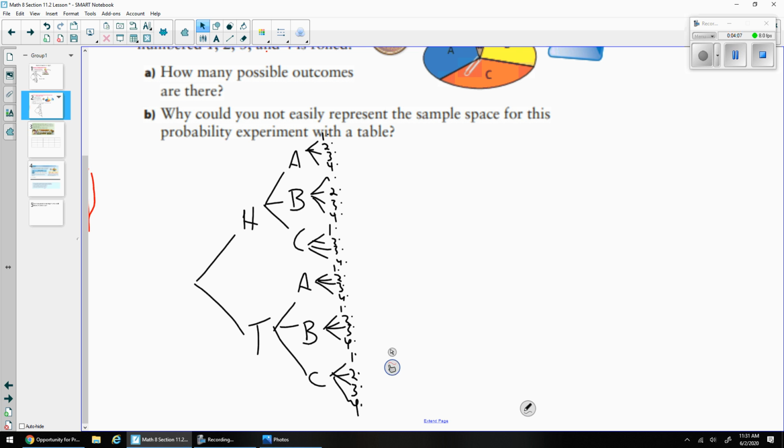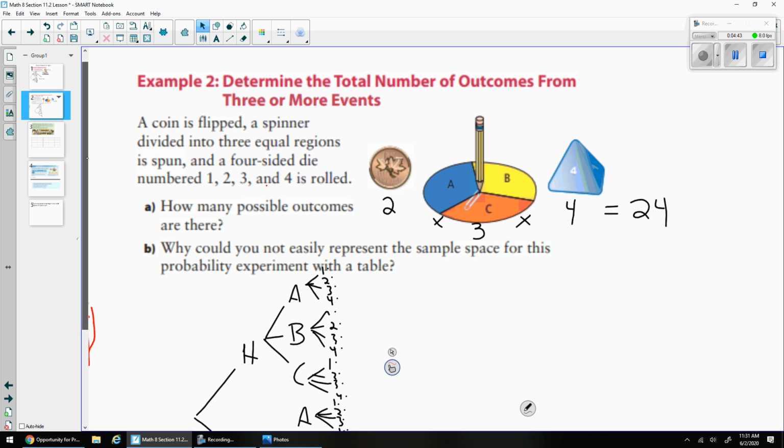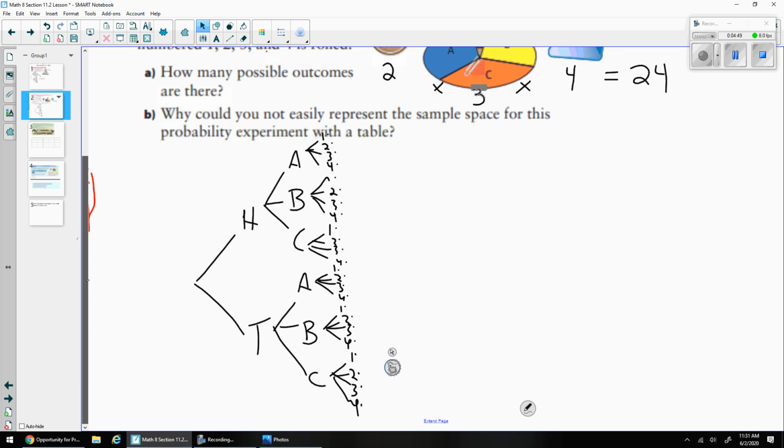But what you can also do, which makes it a little bit easier, if we're just finding the number of outcomes, is to say, okay, well, there's 2 outcomes here, there's 3 outcomes here, there's 4 outcomes here. And we can multiply together the number of outcomes. 2 times 3 is 6. 6 times 4 is 24. So we know there's 24 possible outcomes. Just by using this little trick of multiplying the possible outcomes from each event, we can find the total number of outcomes of those combined events very easily without having to draw our big tree diagram.